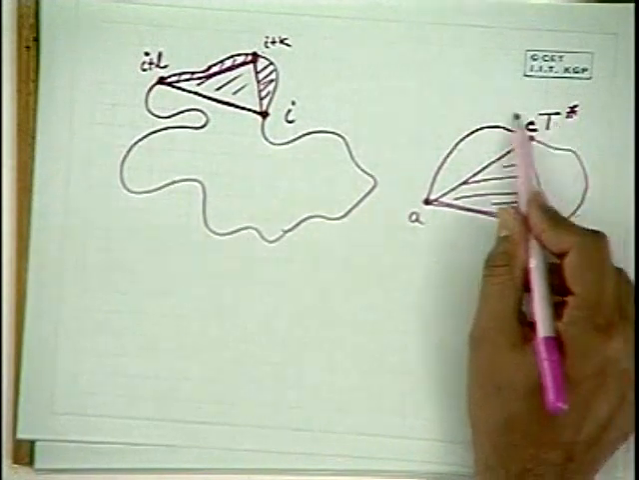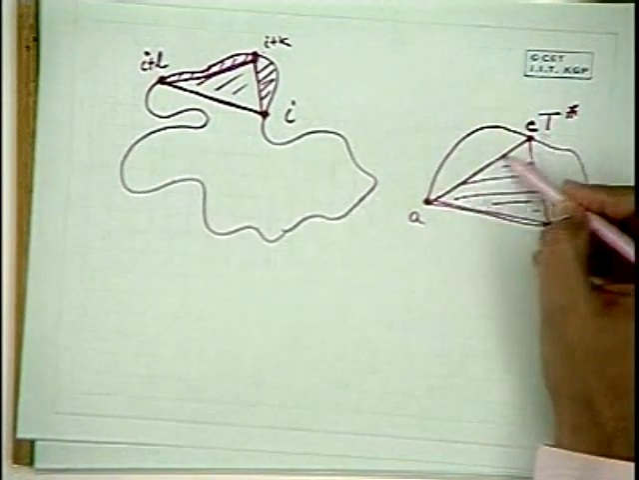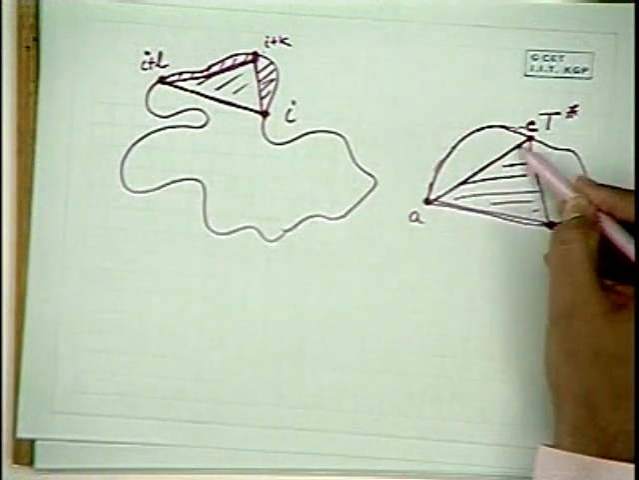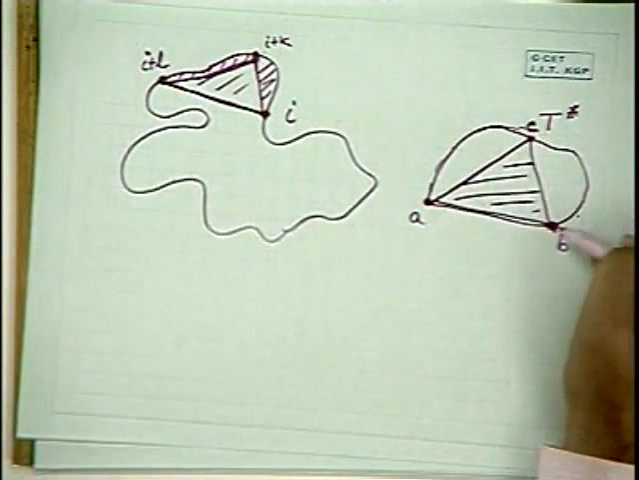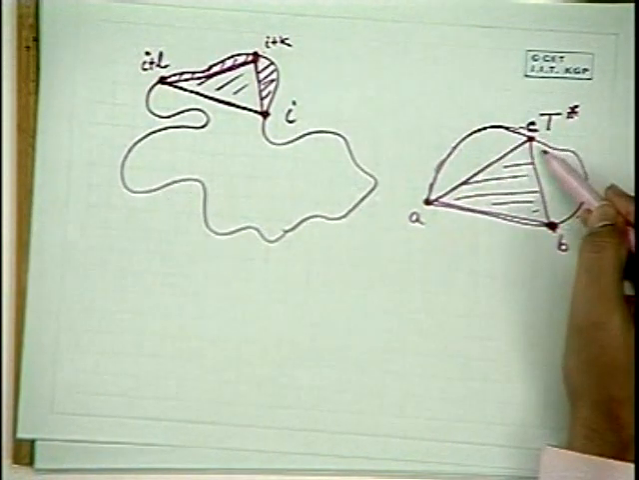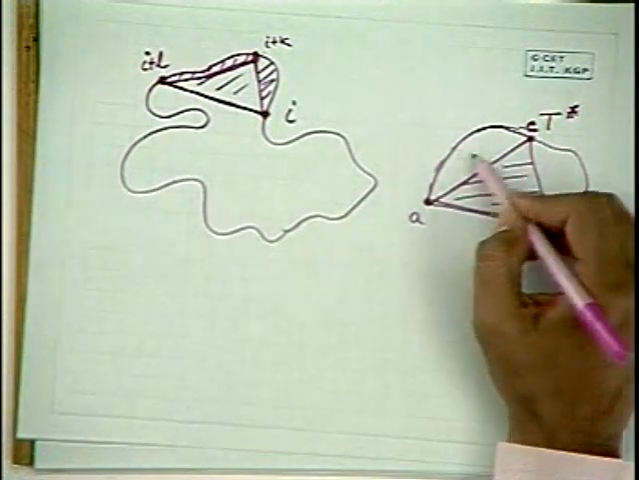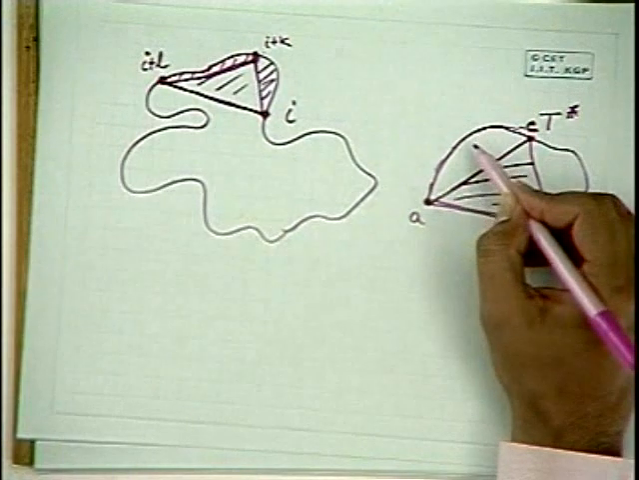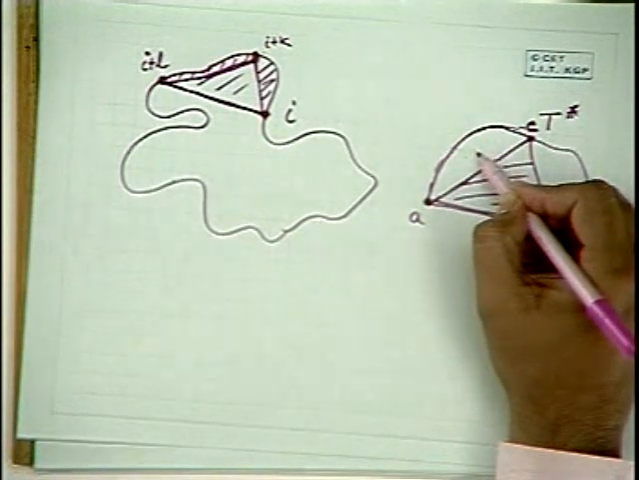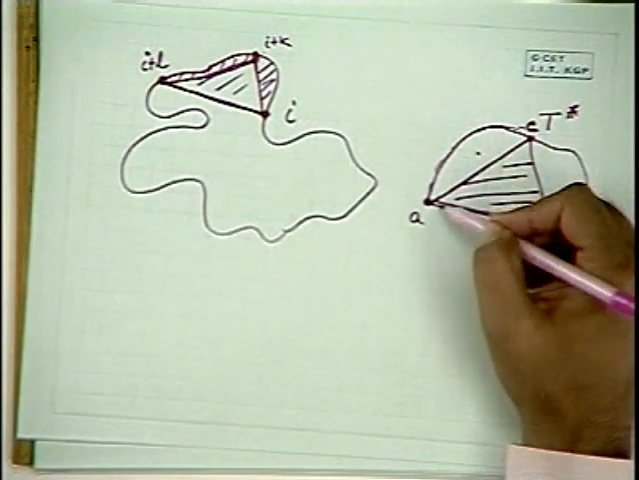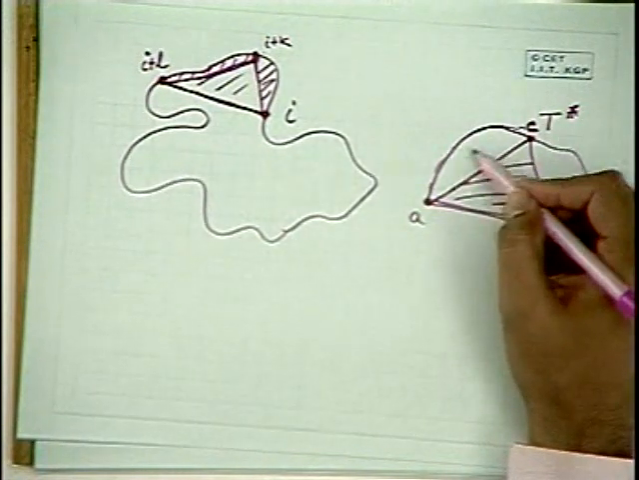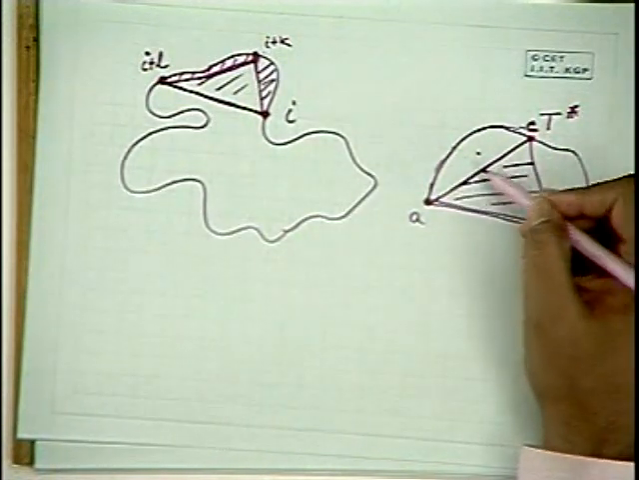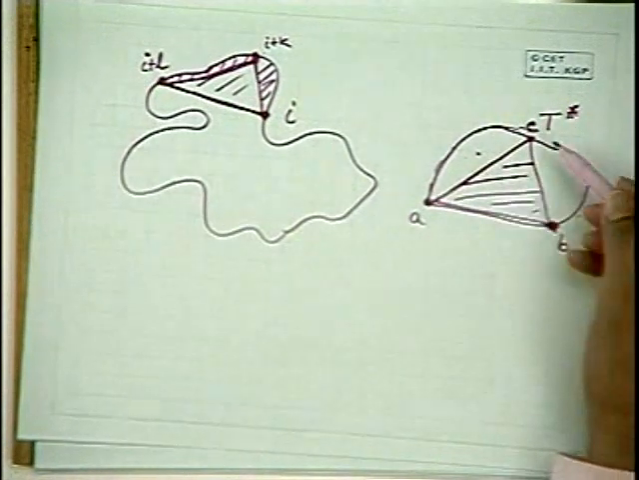Now that triangulation T star must have a triangulation of AC and this part, and also a triangulation of this part. Now what I am claiming is that the triangulation of AC, this part, must also be optimal. Otherwise you could have taken another triangulation of this part which would be better, but you already took T star to be the optimal triangulation.